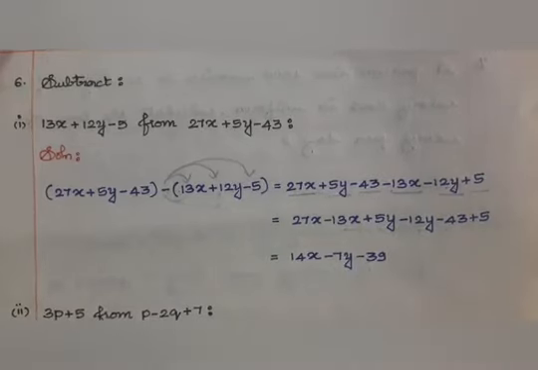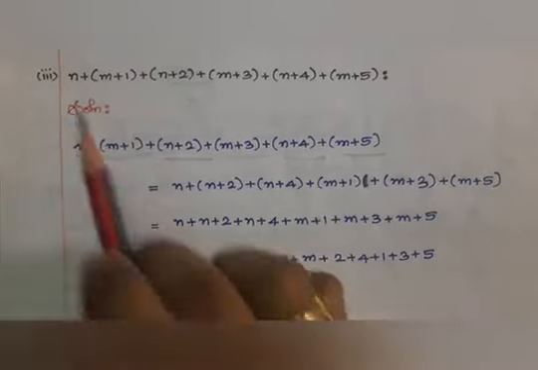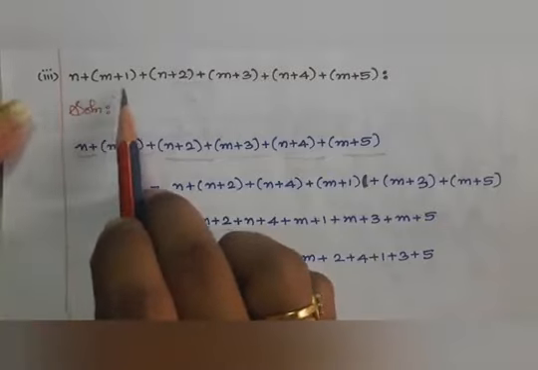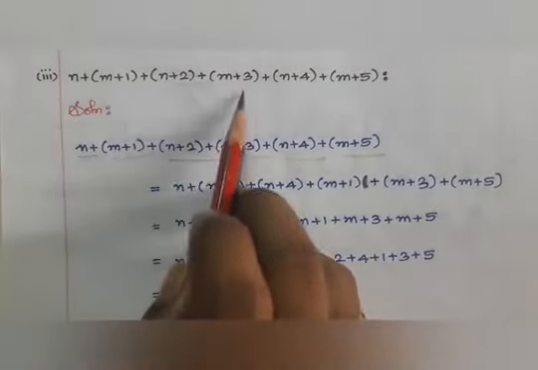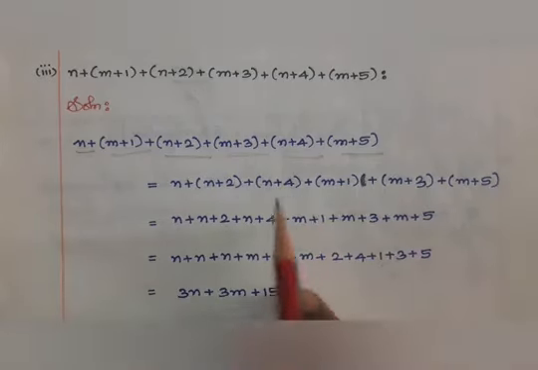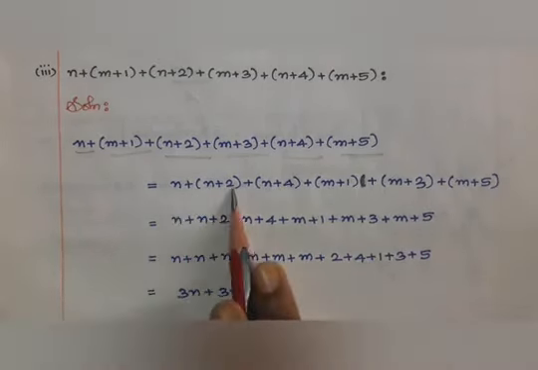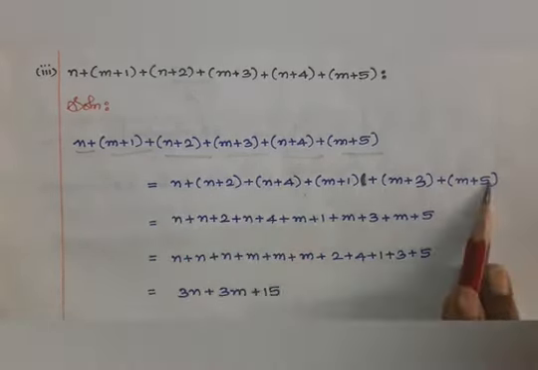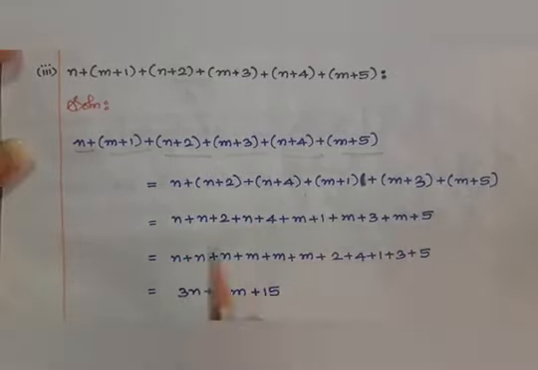Clear? Last but not the least, we'll go with this: n plus m plus 1, n plus 2, m plus 3, n plus 4, m plus 5. So as I said, remove all the brackets, write the like terms together. So n terms first, m terms next. After that remove the bracket.